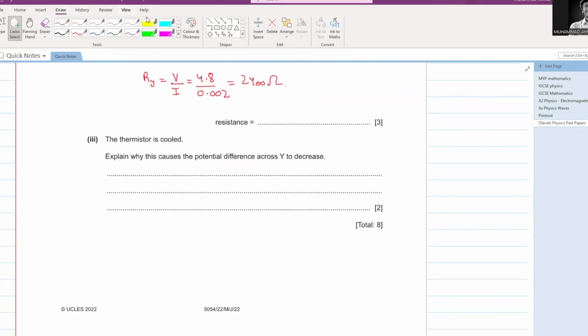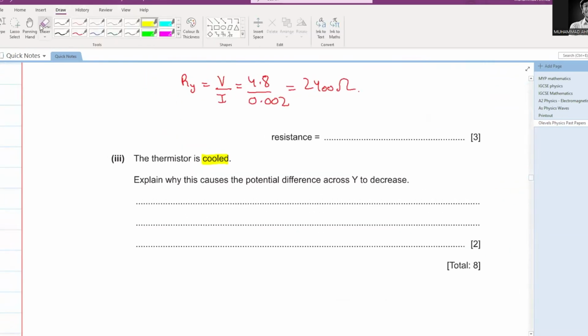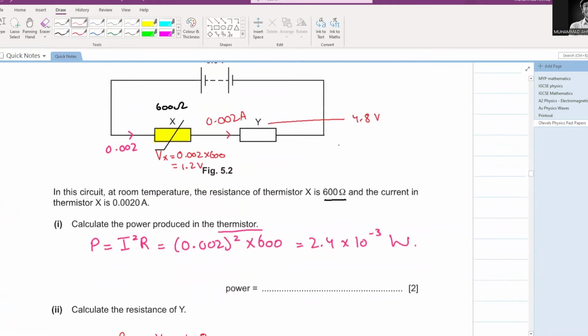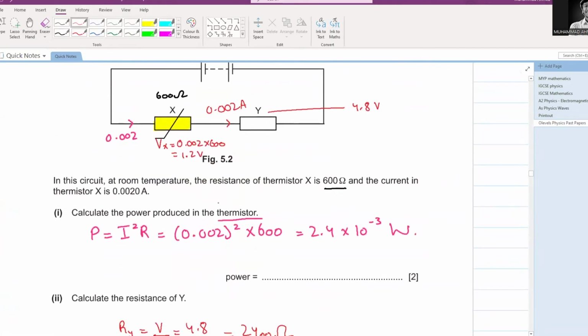The thermistor is cooled. Perfect. So basically, the temperature of the thermistor is decreasing. That means the resistance will increase. Perfect. Explain why this causes the potential difference across Y to decrease. Let's see what Y is.